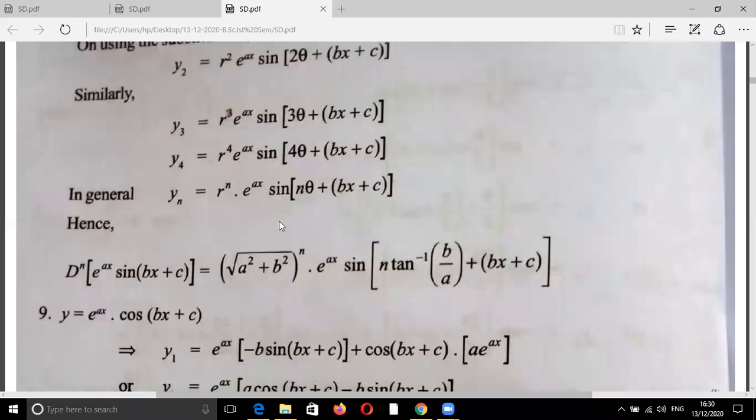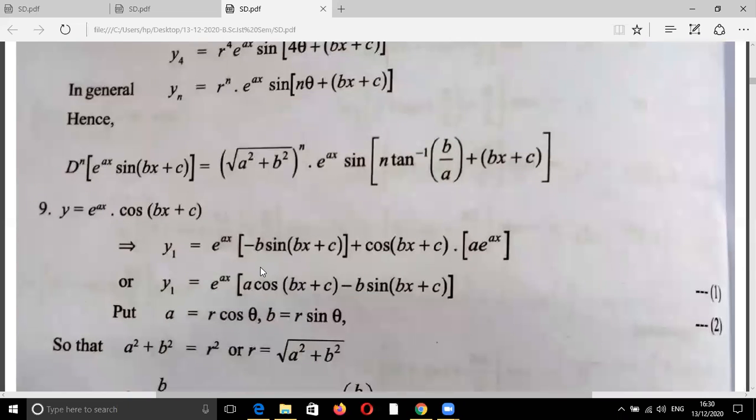Okay, now of course r equal to (a square plus b square) to the power of half, and theta equal to tan inverse of b by a, the same you are adding here. This is the nth derivative of e to the power ax into sin(bx plus c). Okay, now you take the next one.